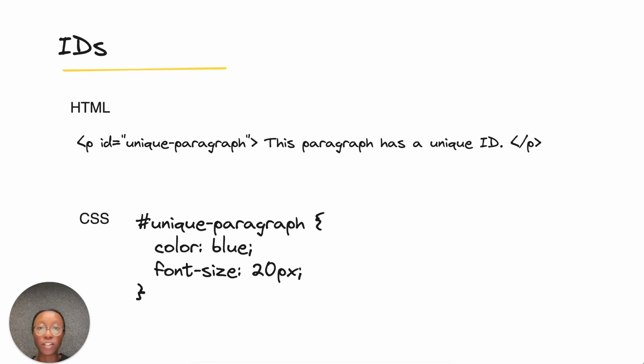Now let's jump back just a little bit and talk a little bit more about IDs and classes, starting with IDs. An ID is a unique identifier for an element. It should be unique within the page, meaning no two elements should have the same ID. You can use an ID to style a specific element in your CSS file.